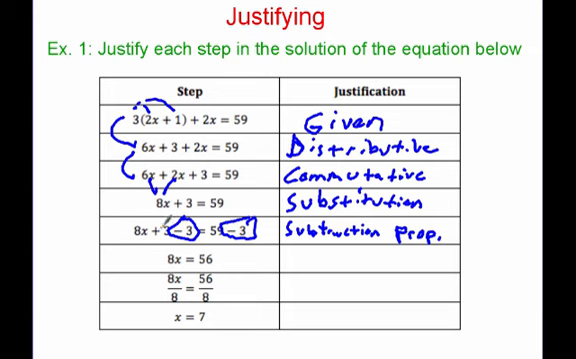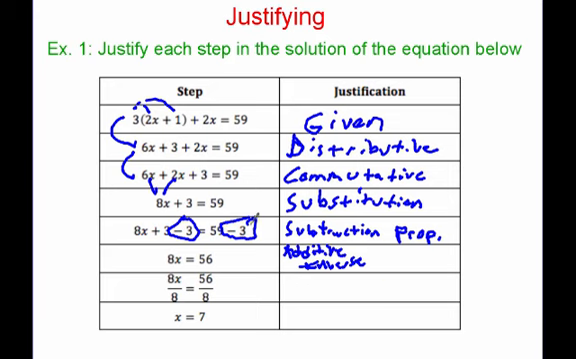If we look over here, 3 minus 3, those cancel out because they add to 0. And anytime we cancel, that's going to be the inverse. So this is the additive inverse on this side. Because they canceled out, it is the inverse property.